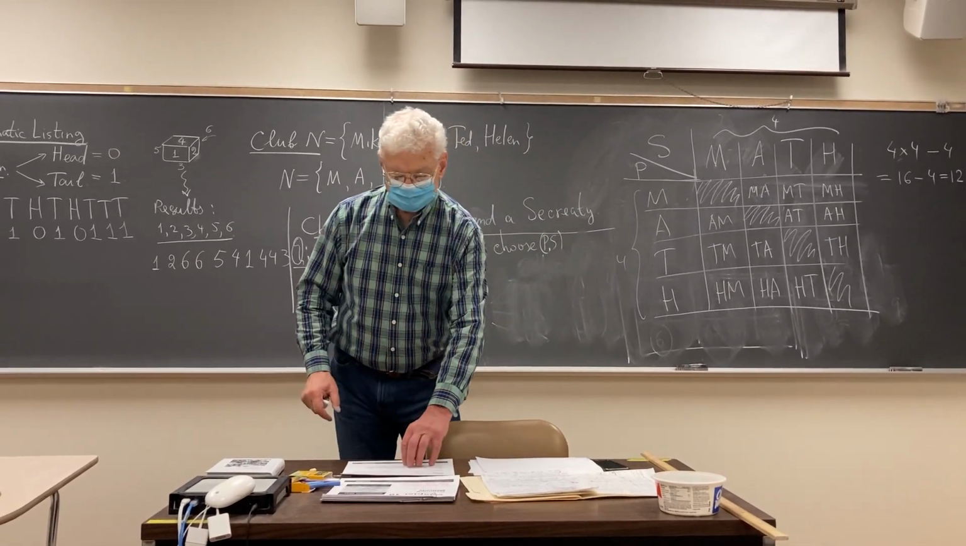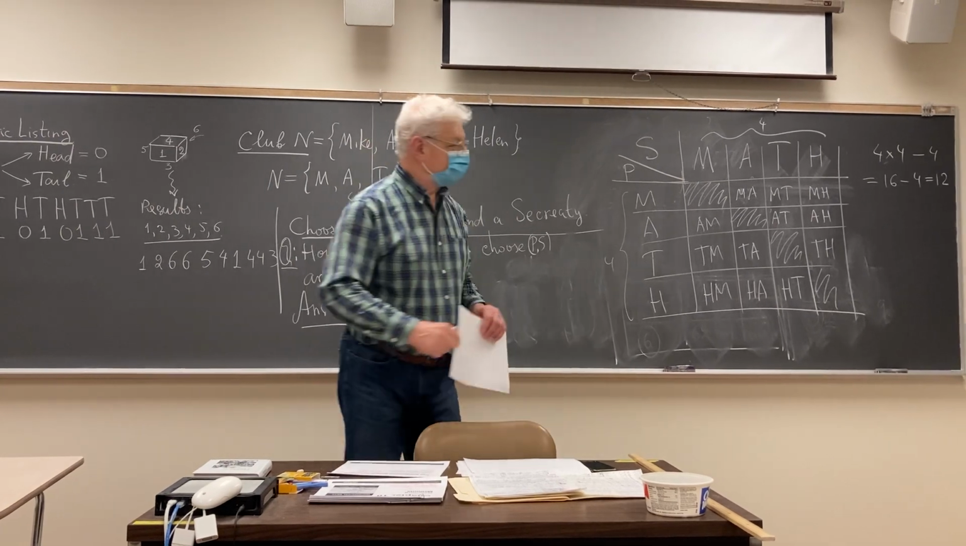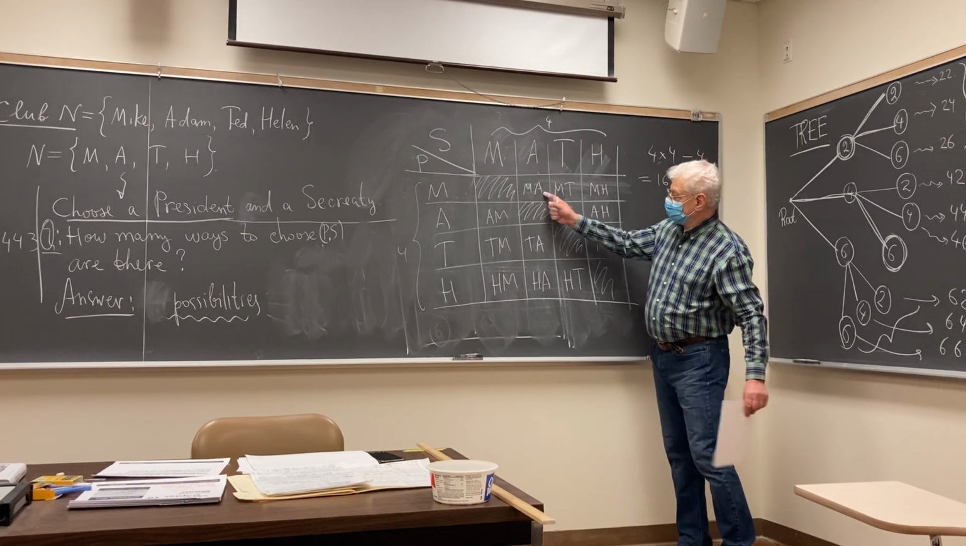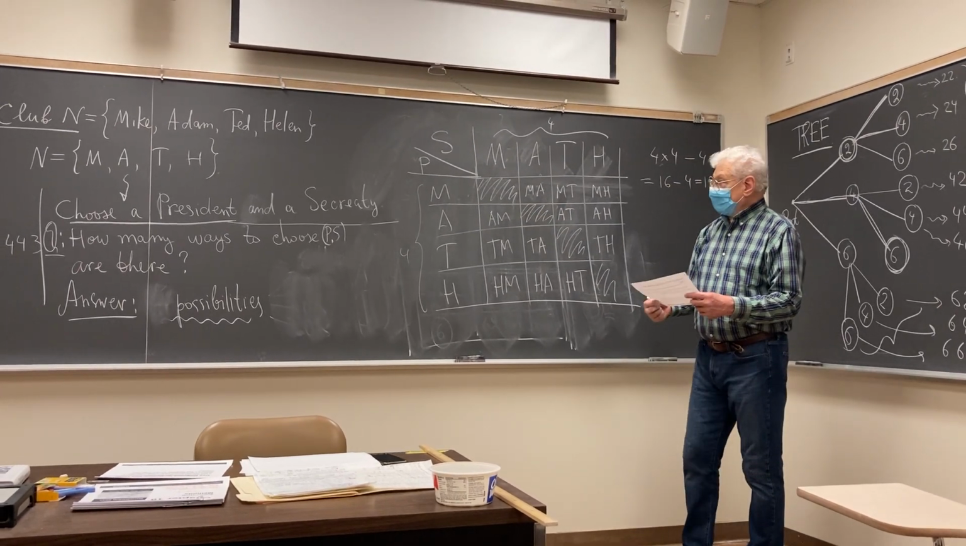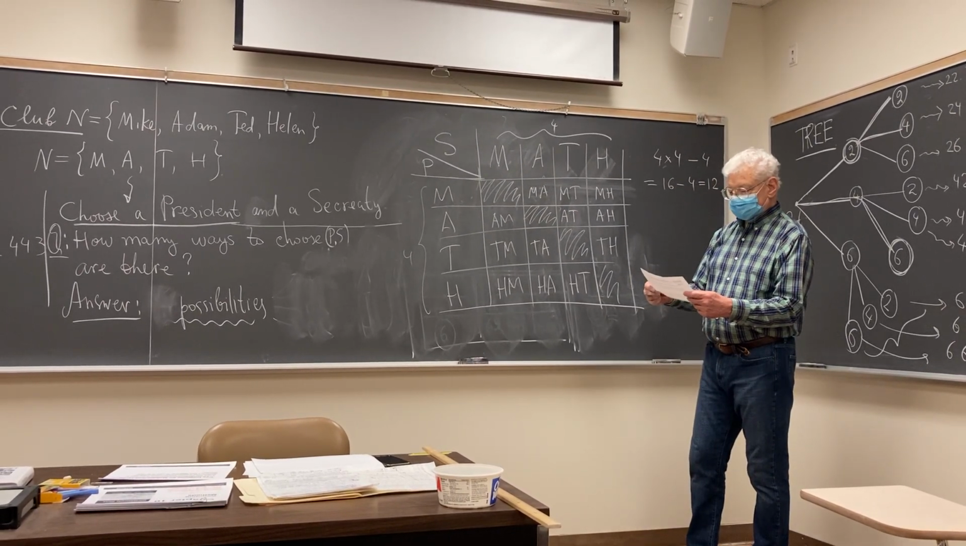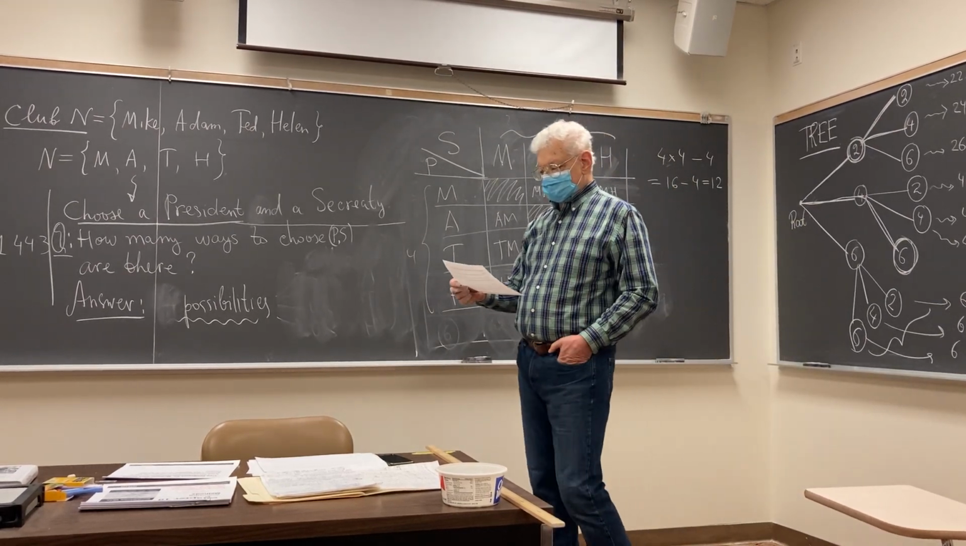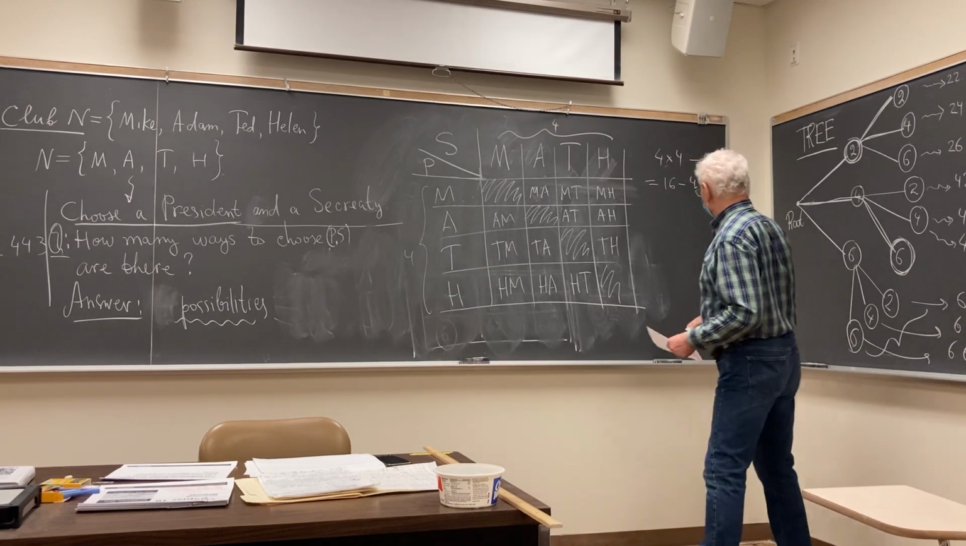Now, but next problem, you see, in this case, A and M are different, and MA, there's two different pairs. Now, next question is find the number of ways Club N can appoint a committee of 2 members.